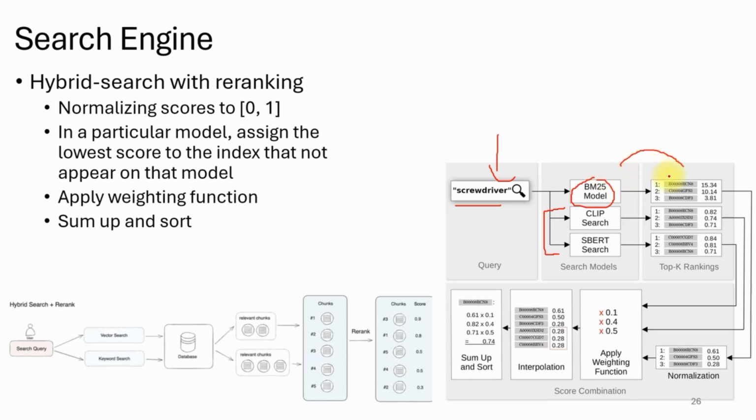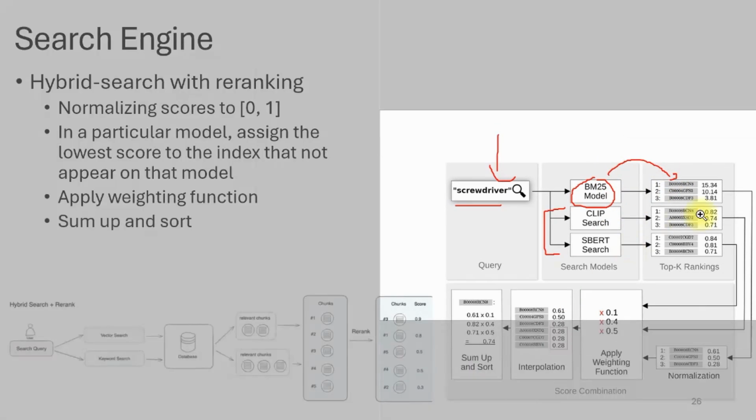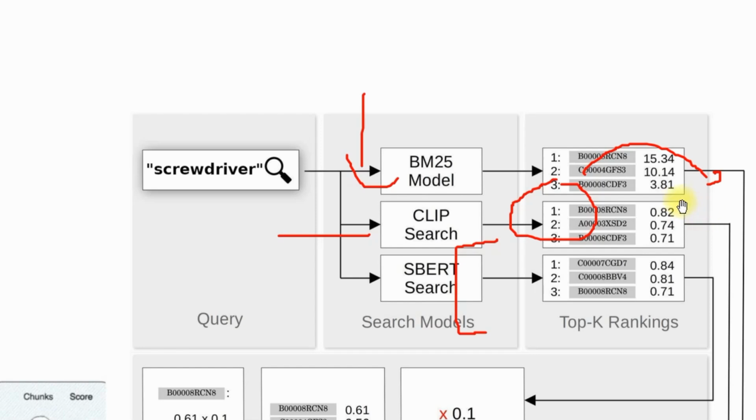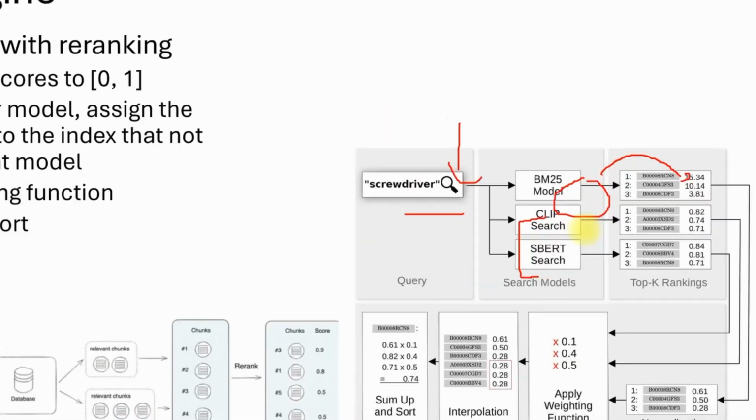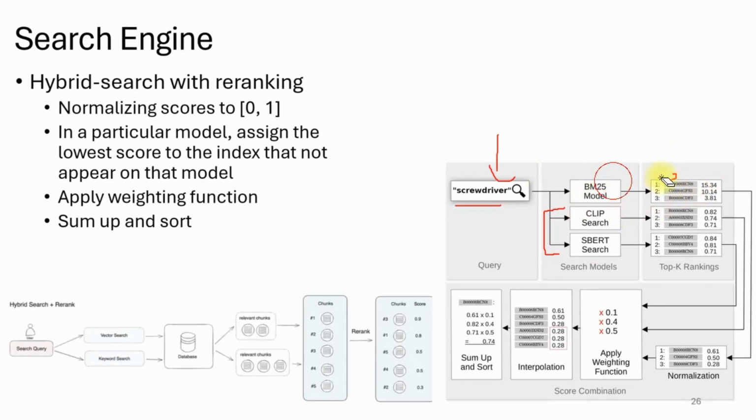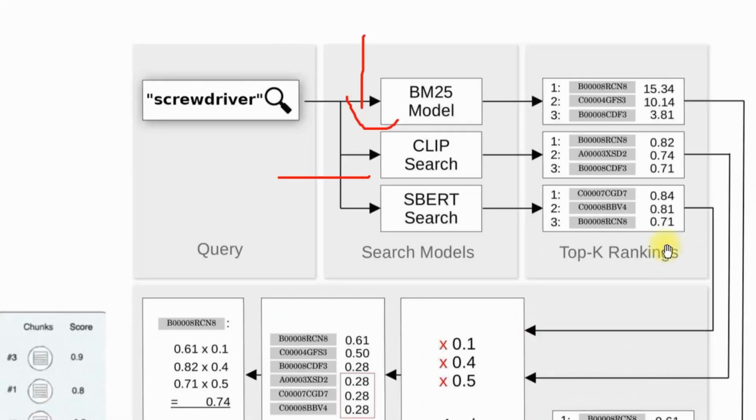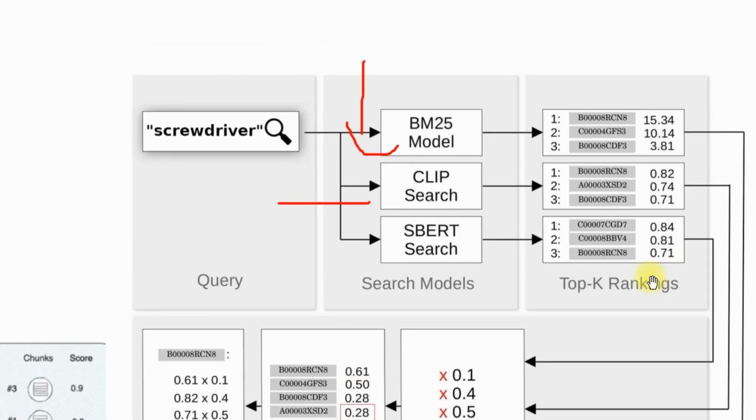So with BM25, this is the list that you have. Let me zoom in. This is the list that you have. And for the Clip search, you will have your corresponding result. For S-BERT, you also have your corresponding rank, corresponding result. So you can see in here that there are some results that appear in all three cases, such as you can look at B0008RCN, that appears in all. But some appear in only one type of search or two types of search. Not everything appears in the same amount.